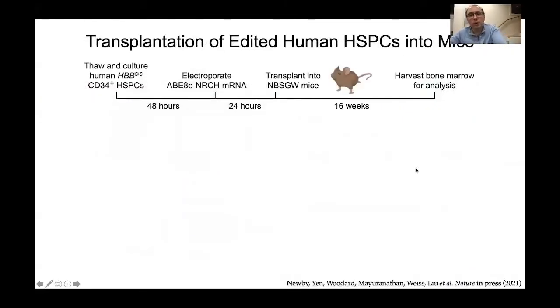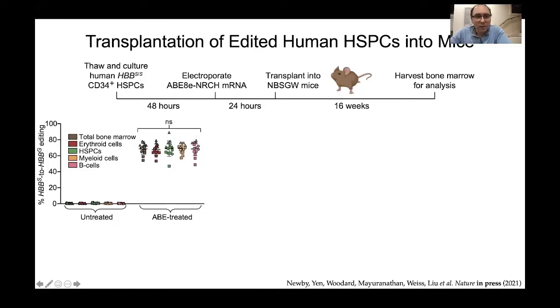In order to determine whether this editing strategy really modified the long-term and bone marrow repopulating hematopoietic stem cells, we assessed their stability in mice following transplantation. So after we electroporated our ABE mRNA, we transplanted cells into immunocompromised MBSGW mice and waited 16 weeks before harvesting bone marrow for analysis. The idea being that if we modified cells that had already started to differentiate, then they would be lost during this course of the 16 weeks and only stem cells would remain at the end.